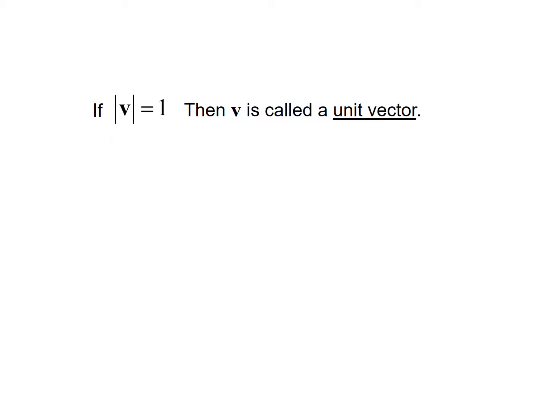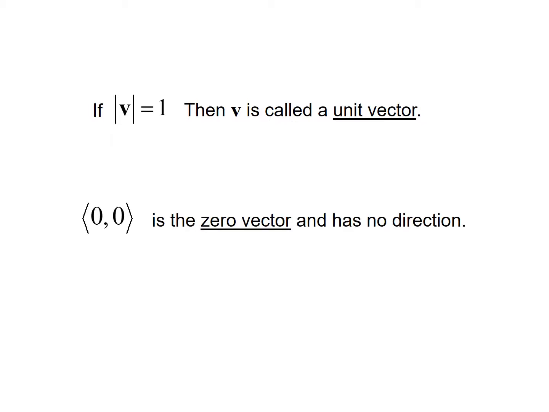If the magnitude of the vector equals 1, we call the vector a unit vector, meaning it has a length of 1 unit. The vector <0, 0> is the zero vector, has no direction and no magnitude.